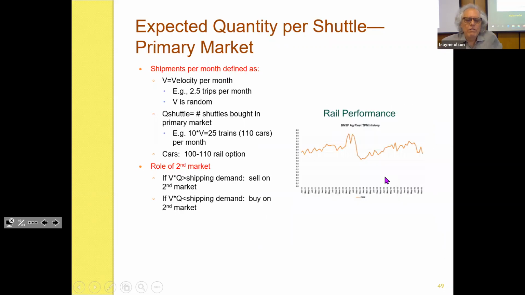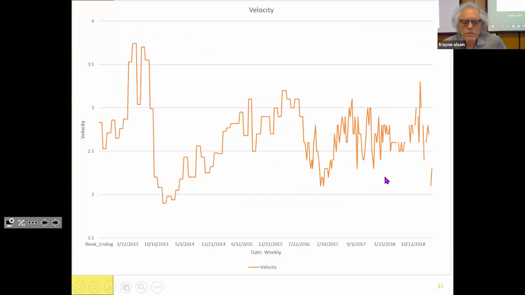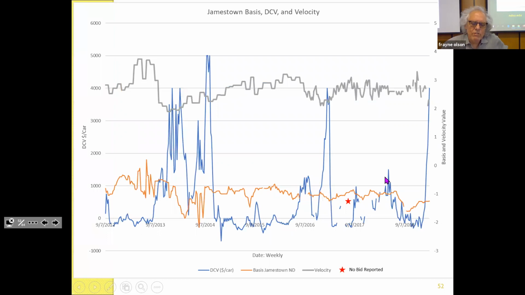Okay, so I'll just show you a couple slides and then we'll stop for a break. So this is a slide. I want to impress upon you that there are 3 or 4 variables that are really critical: the bases at the PNW, the bases at interior North Dakota origins, the secondary market values, and something called velocity.